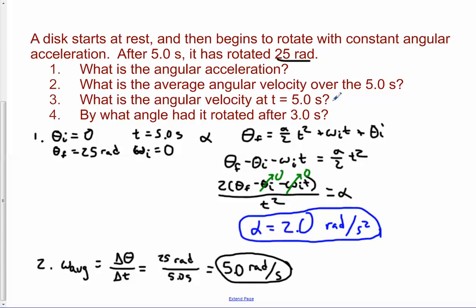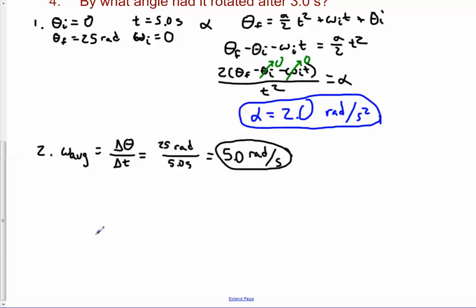Number 3, what is the angular velocity at 5 seconds, at t equals 5 seconds? So what is its instantaneous velocity after the 5 seconds have elapsed?